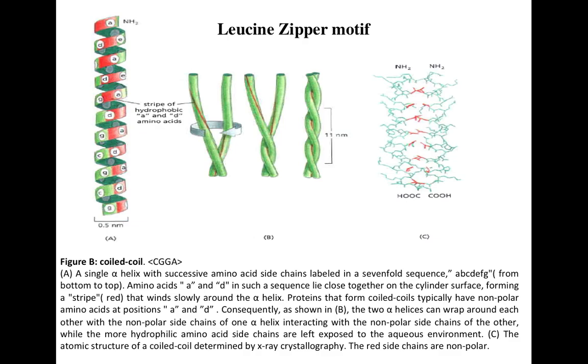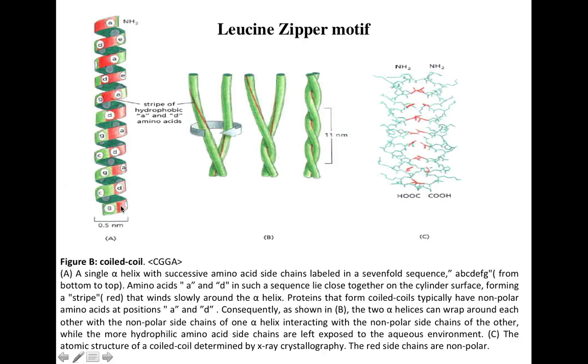But these seven amino acids in this example keep repeating themselves. They start from A and go all the way to G, and then they start over again, A, B, C, D, E, F, G, A, B, C, D, E, F, G. So these seven amino acids are repeating themselves in this alpha helix. So what you see here, we have this red stripe. The red stripe indicates basically that two among these seven amino acids are hydrophobic in nature.